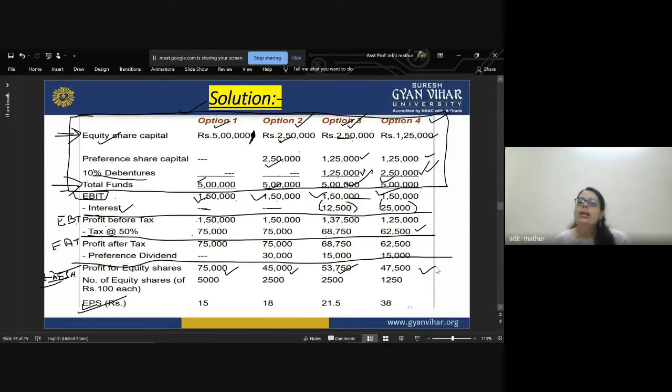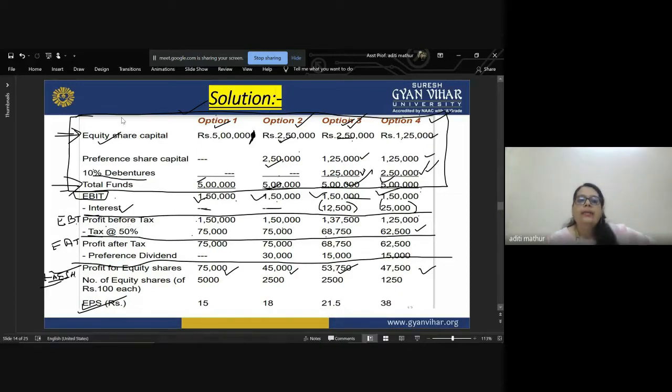Definitely, I know your answer will be option number 1 because it is 75,000 rupees. But no, this is the wrong method to select any plan, because the plans are selected on the basis of your EPS, right? Your denominators should be the same. Your basis should be the same. So with the help of the EPS, that is earning per share, you come up with the accurate answer, and then only you can compare all the options and select the best one.